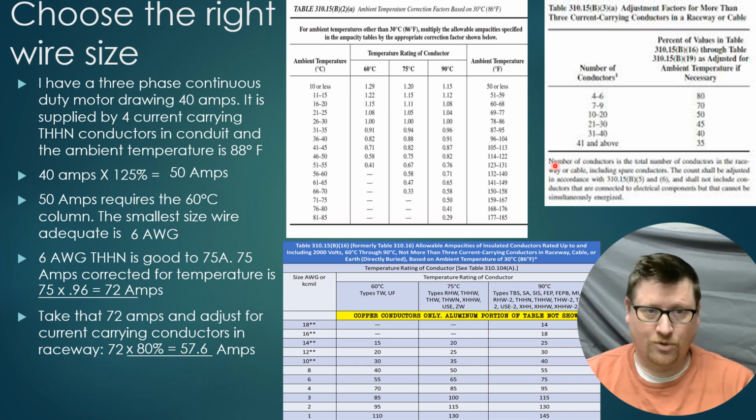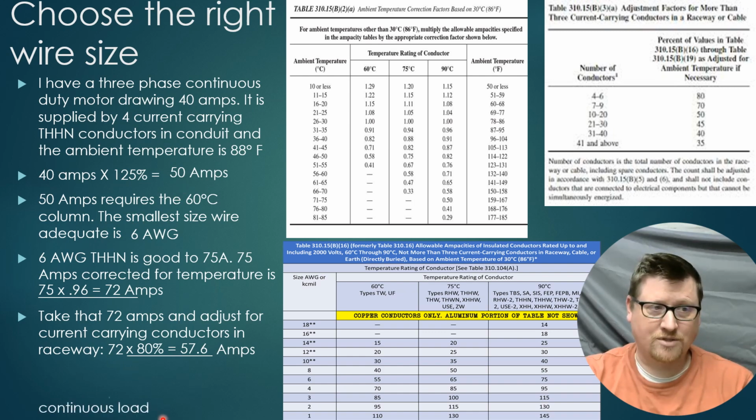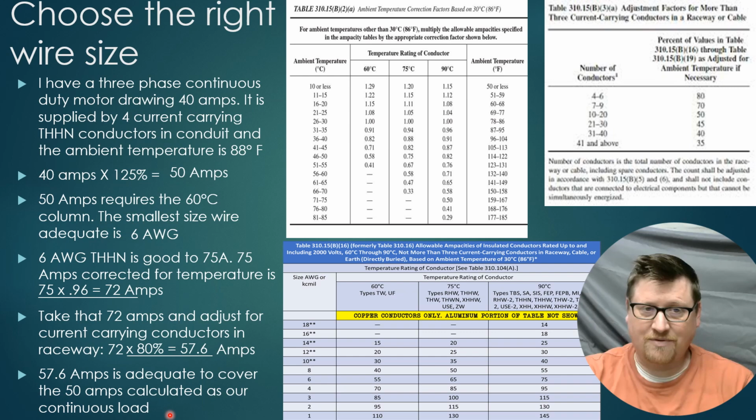It says 57.6 amps. Now that means that wire is still good to hold 57.6 amps, and we only need it to hold 50 amps. It's only drawing 40 amps. We do need it to be as big as what our correction factor tells us that wire needs to be, so it does need to be at least 50 amps. And 57.6 amps is larger than the 50 amps we calculated, so we're going to be allowed to use that size of wire for that particular load, right?